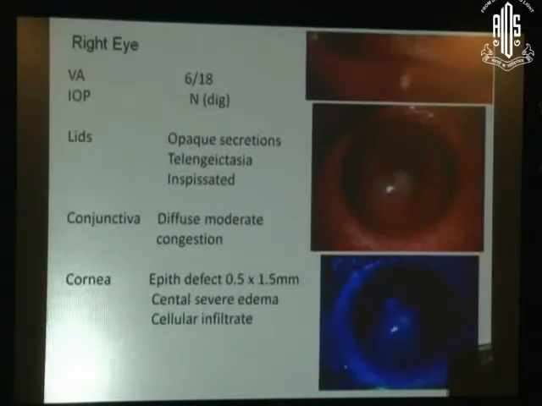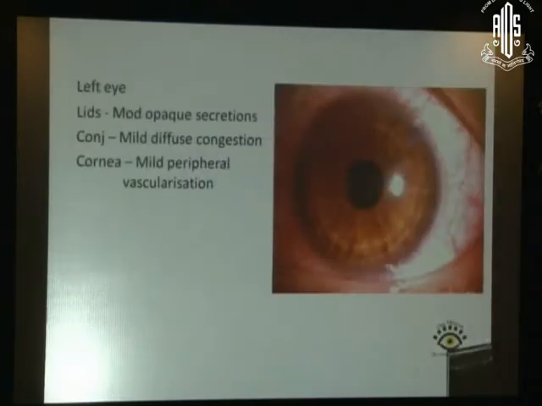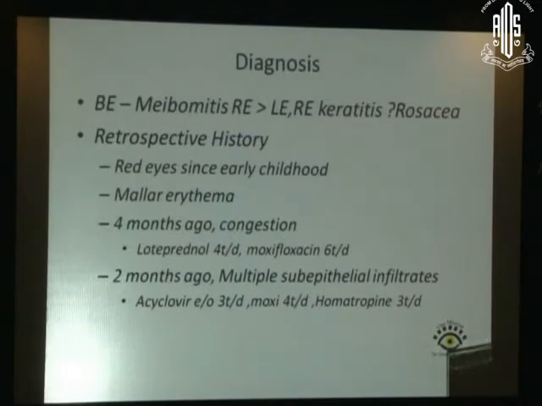This is the right eye of the patient. We can see the secretions are opaque. There is telangiectasia. Conjunctiva is diffusely congested. Cornea is showing a small central epithelial defect, but there is central stromal edema with cellular infiltration, which is not infective in origin. The other eye is also congested. So this patient with meibomitis, more in the right than left, with keratitis is even suggestive of maybe rosacea, in which stage 4 MGD is very common.